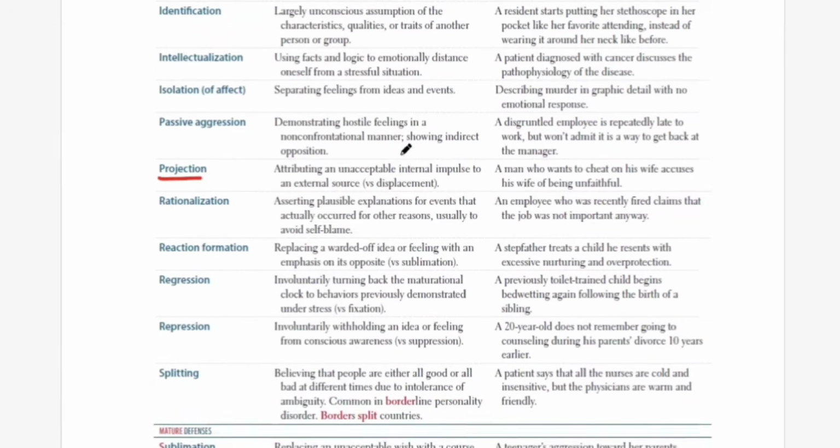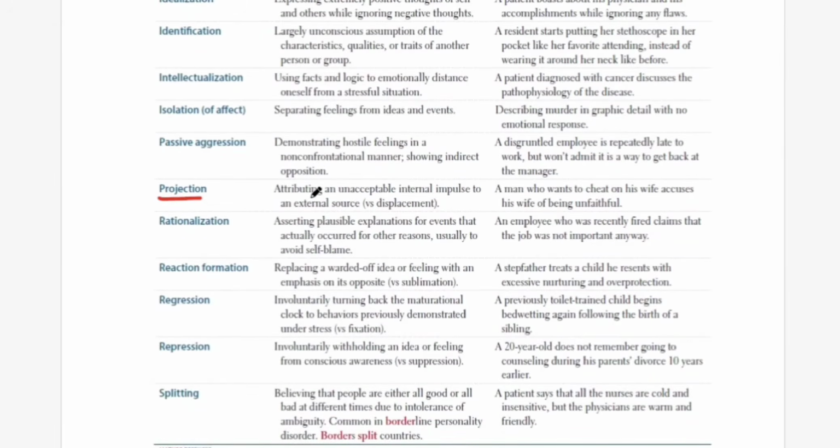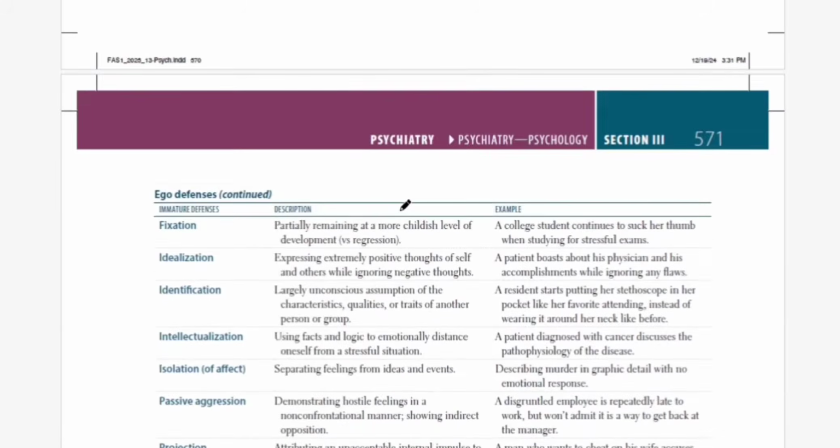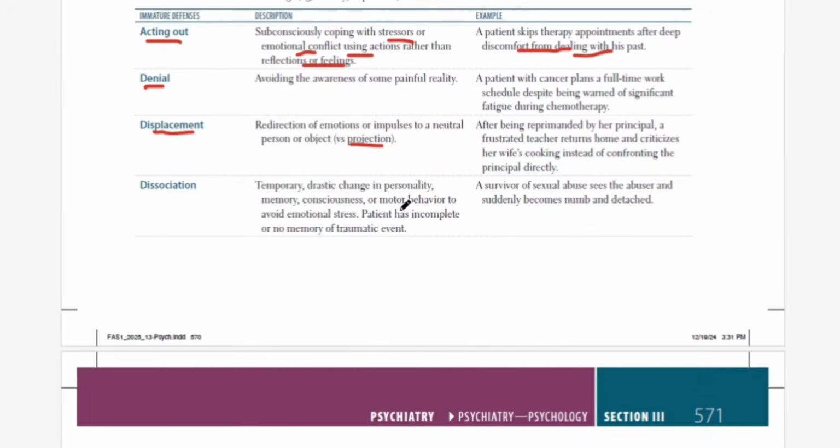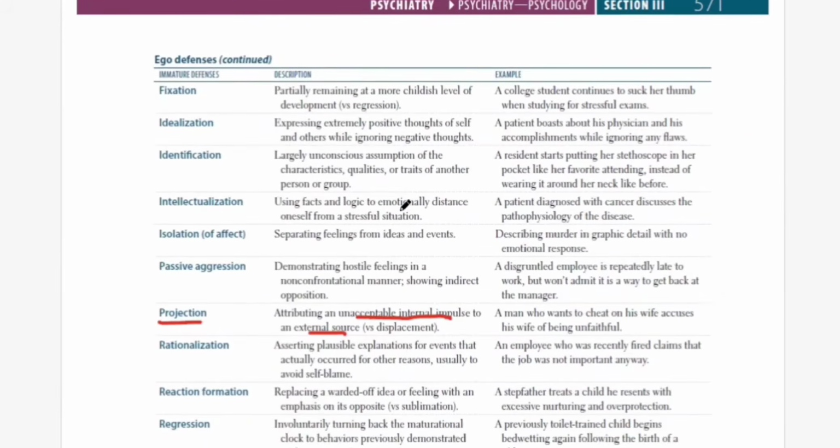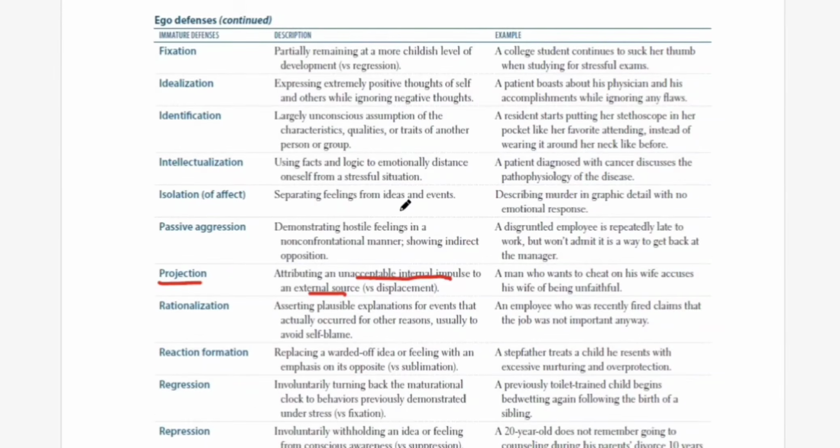Now let's study projection. Projection is basically attributing your own feelings to someone else. There's an unacceptable internal impulse, and you attribute it to an external source. This is different from displacement. In displacement, you have the same feeling but you redirect it onto someone else. Here, you have the feelings but you are not accepting them, and you think that feeling is coming from someone else. Let me give you an example for better understanding.